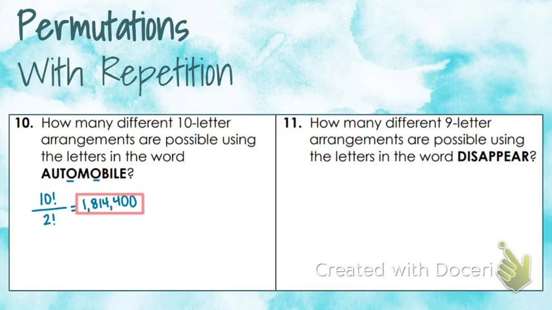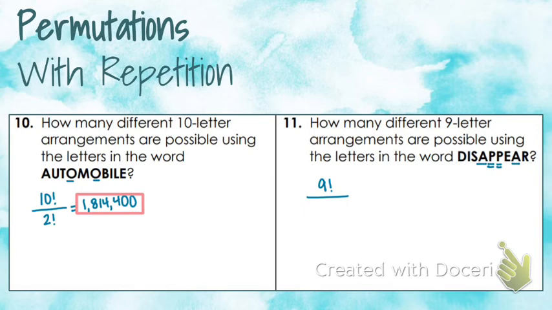Okay, if we look at number 11, how many different 9-letter arrangements are possible using the letters in the word disappear? So we want a 9-letter arrangement and we want to use all 9 letters of the word disappear. So we're going to have 9 factorial on top. But then we have to look at repeats. So the letter A repeats twice and the letter P repeats twice.